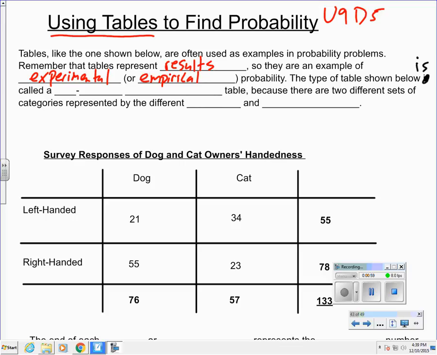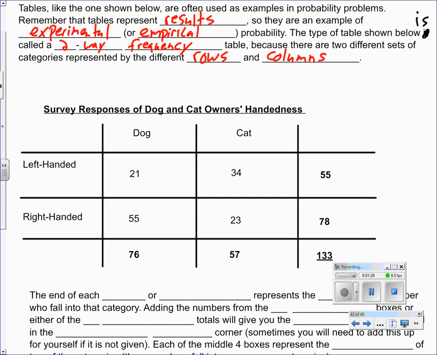So the kind of table you see here below, this is called a two-way frequency table. Right, and the reason is because there's two different sets of categories represented by the different rows and columns. So it can be a little confusing at first to understand what each thing represents. So we're just going to break down all the different parts of the table.